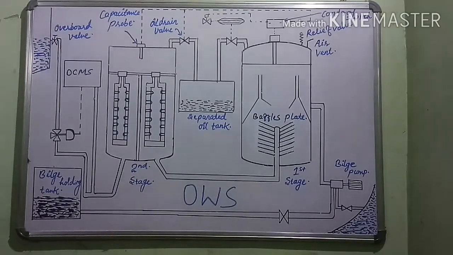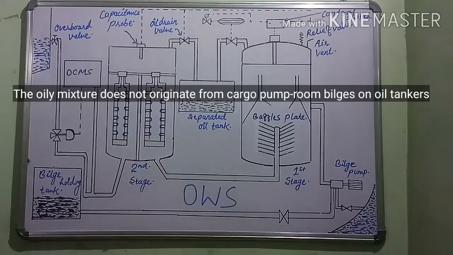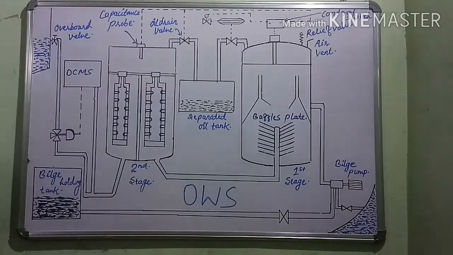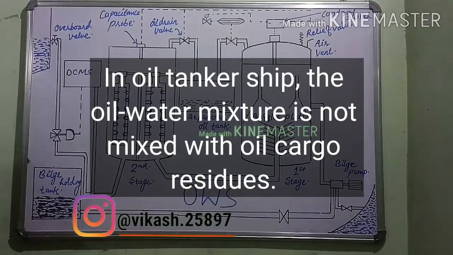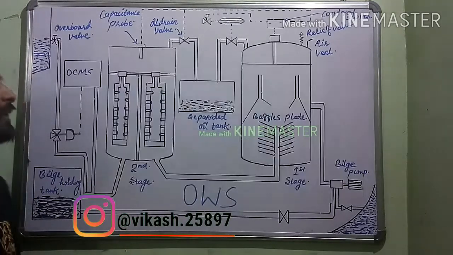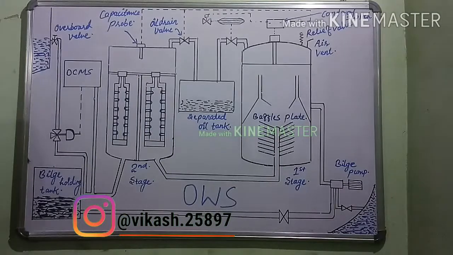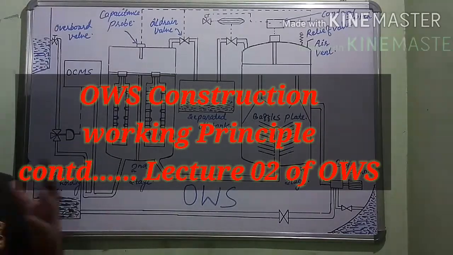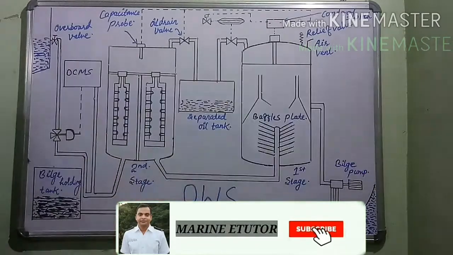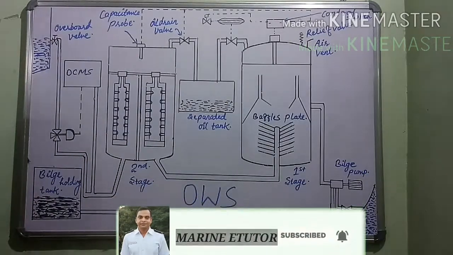Now our fourth rule is that the oily mixture does not originate from cargo pump room bilges on oil tankers. This is our fourth regulation. The fifth regulation is that on an oil tanker, the oil water mixture is not mixed with cargo oil residue. This is our fifth regulation. All these regulations must be followed on board ships regarding the oily water separator. Now this is all about the rules and regulations.